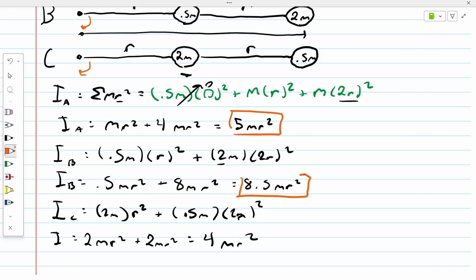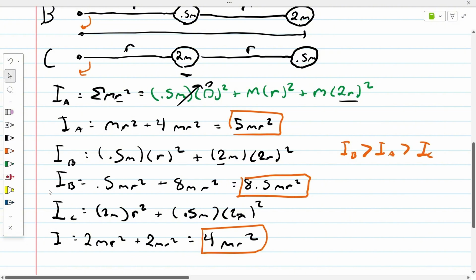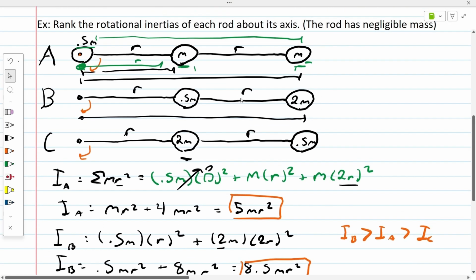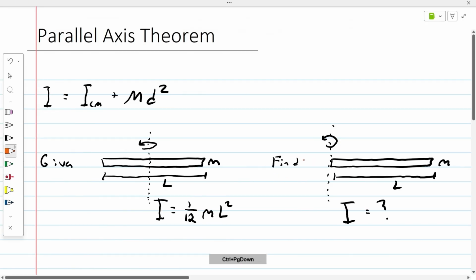And so now we get each of our inertia values in terms of m and r, and we can go ahead and compare these now. And we see that IB is the greatest, and then we have 5mr squared, so IA, and then IC. And so that's how we can compare rotational inertia. We just literally sum up each point that has mass and multiply by the radius from this axis. Okay? So let's now look at how we can calculate our own rotational inertia.